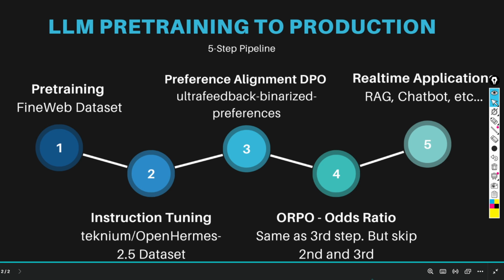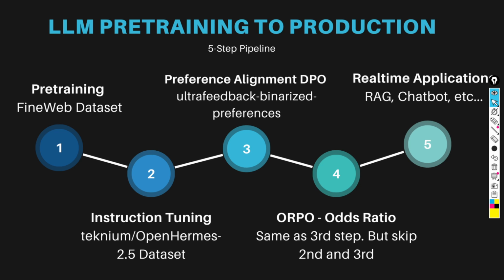So the pre-training to production pipeline comprises of 4 steps or 3 steps, but here I have set it as a 5-step pipeline. I'll explain it. There are some common steps as well. So let's start with that, which is your pre-training.